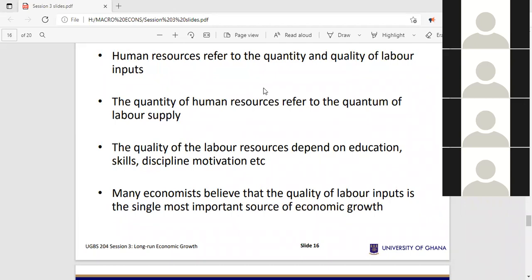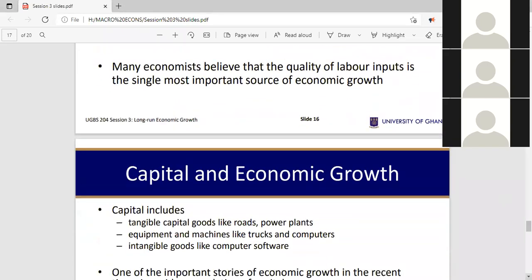I remember I said that motivation is part of the quality of a good labor. Do you get it? Yes, I get you. Some people are just motivated to work harder. They will be disciplined and they will just be working. They are motivated to do a better job, especially if you pay them very high. Good. So we need the quantity and we need the quality as well for us to have better production.